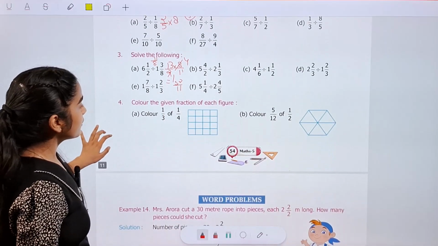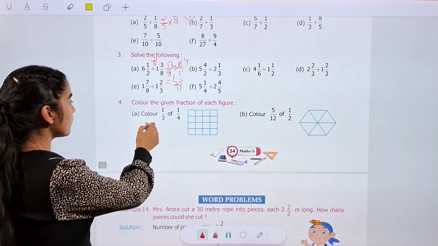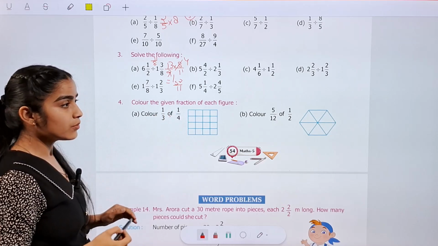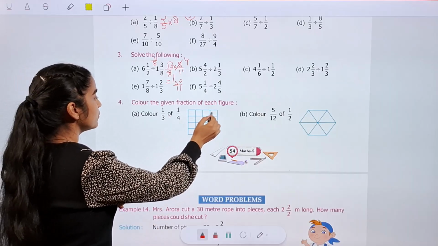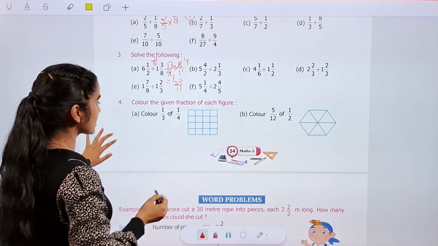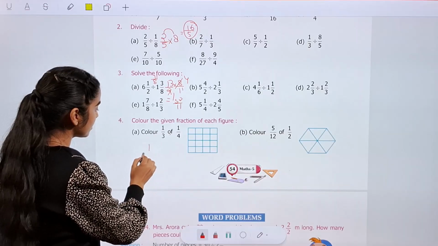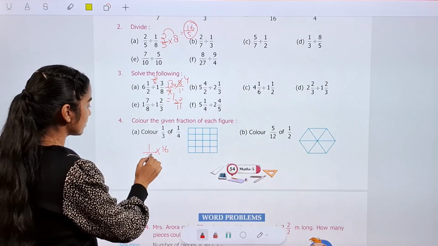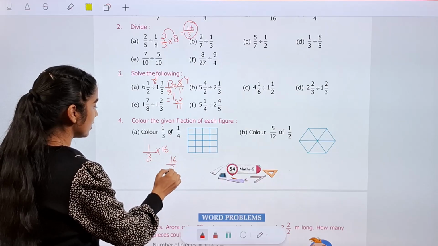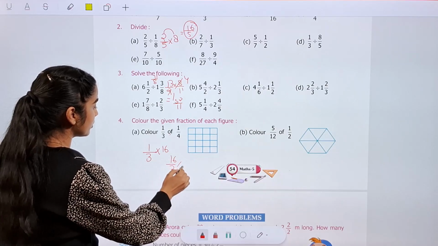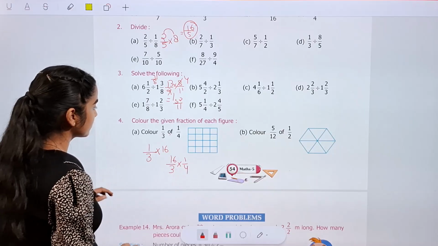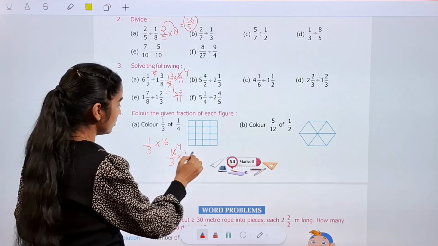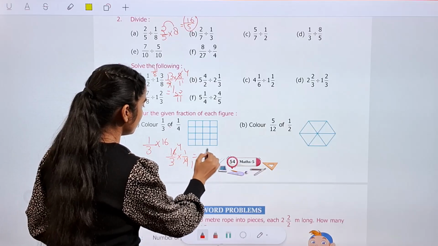Color the given fraction of each figure. So what we have to do, 1/3 of 1/4. So first of all we have to count the 1/3. 1 2 3 4 and 4. So 4 4s are 16. So 1/3 of 16 is 16 by 3. And then we have to calculate 1/4. So 4 by 3 we have to color here.